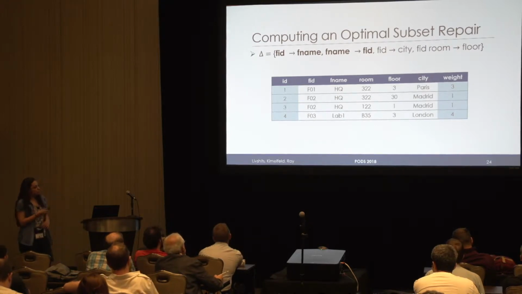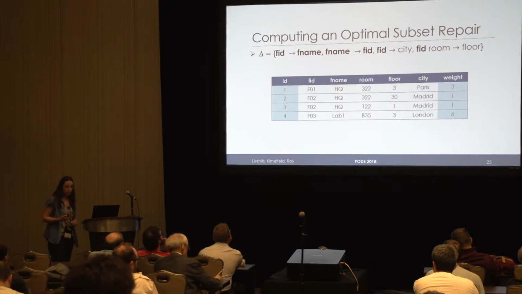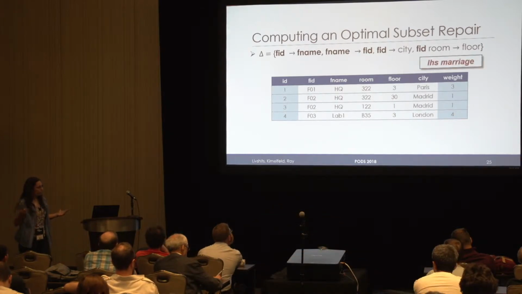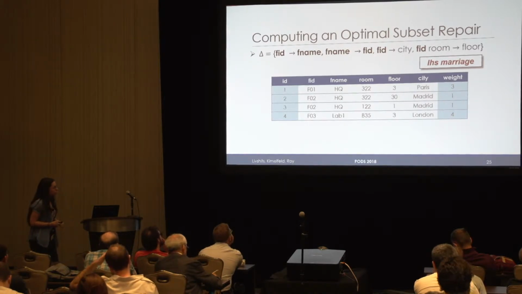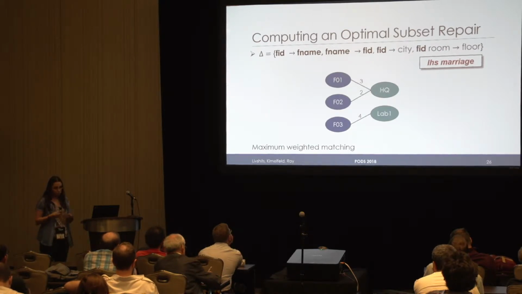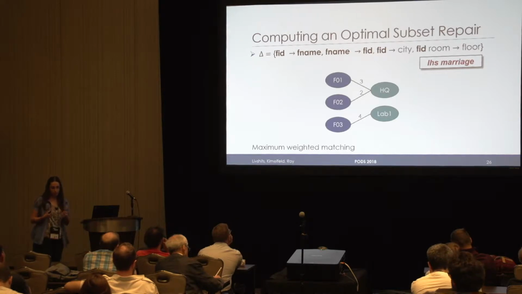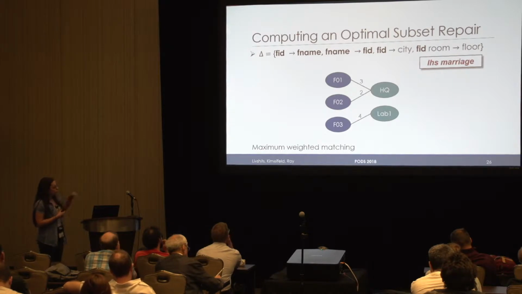Okay? And we can also see that each one of the other functional dependencies in this set contains the FID attribute on the left-hand side. So we call this left-hand side marriage, an LHS marriage. And what we can do to solve the problem in this case is use a reduction to the problem of finding a maximum weighted matching in a bipartite graph, which can be solved in polynomial time. I will not give the full details, but the idea is that we have to find the best matching possible between values in the FID attribute and values in the FName attribute, because we have these two functional dependencies: FID implies FName, and FName implies FID.